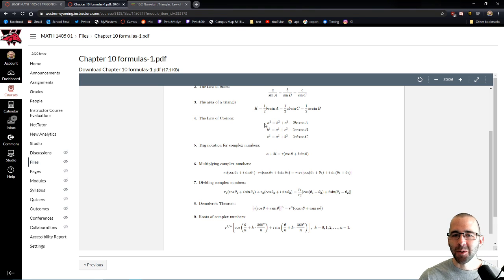So law of cosines, as you can see, looks a little familiar. If we just forget about this highlighted section, forget about this highlighted section, what is this? A squared plus b squared equals c squared. The law of cosines is essentially just like a generalized Pythagorean theorem.